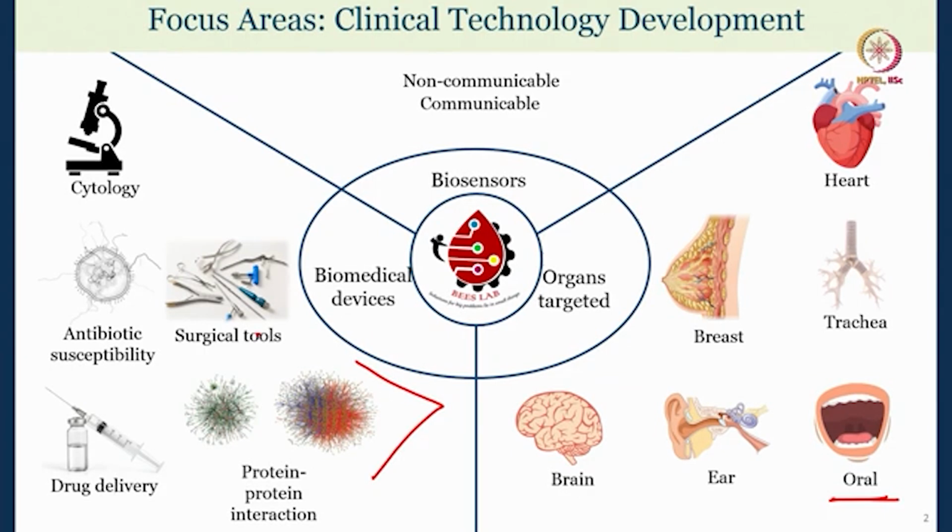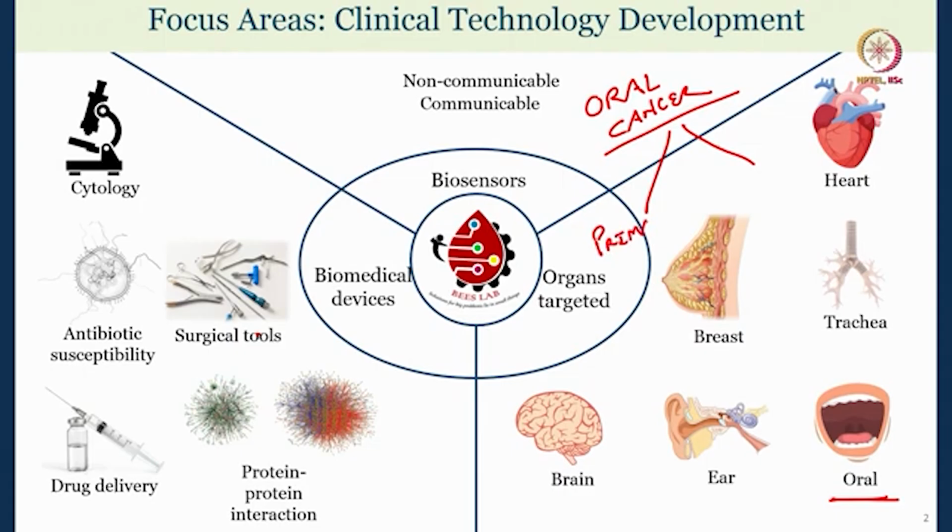Protein-protein interactions. So, what is protein-protein interaction? Let me give an example, when there is an oral cancer. Oral cancer, like any other cancer, can be primary or secondary. That means it is either metastatic or non-metastatic. What is primary, what is secondary?